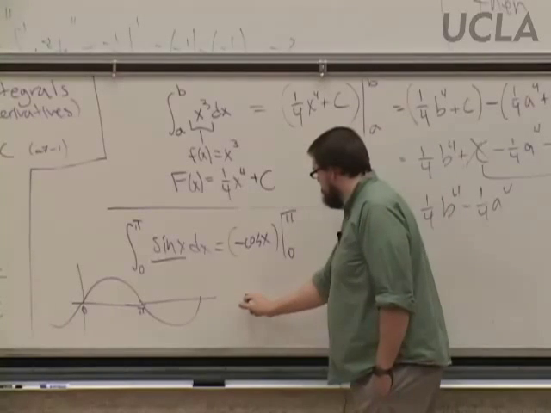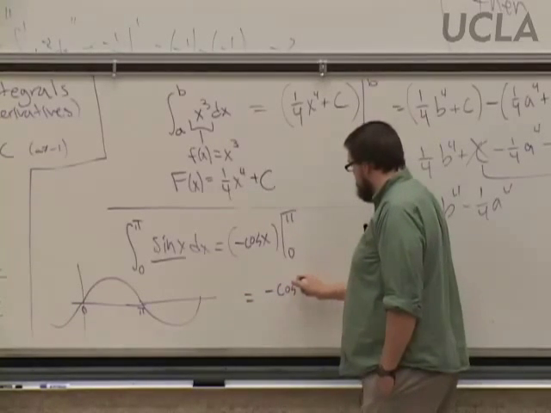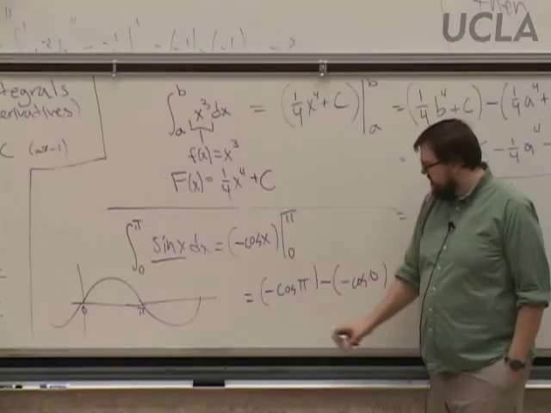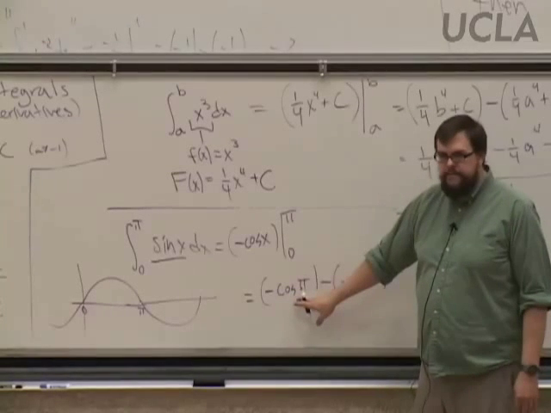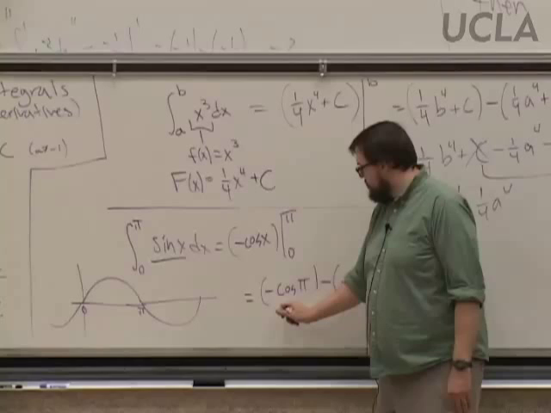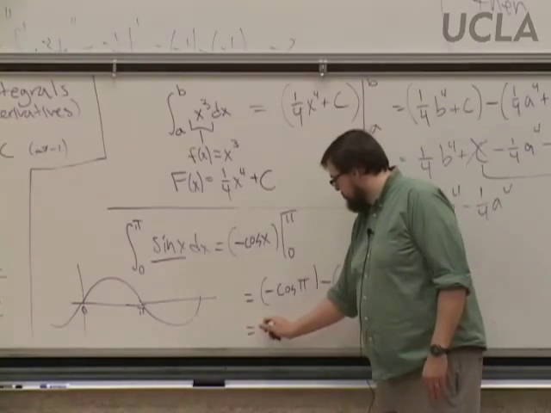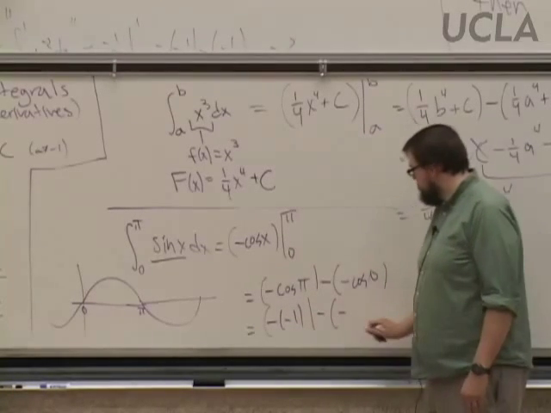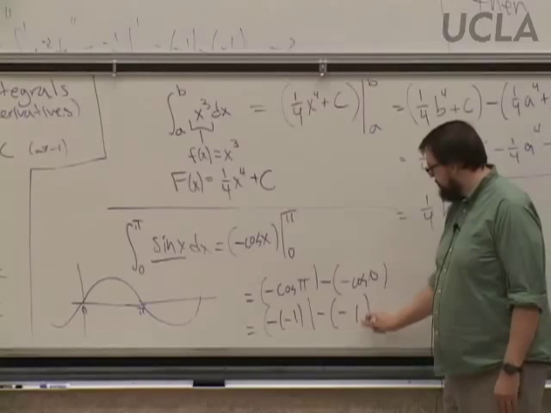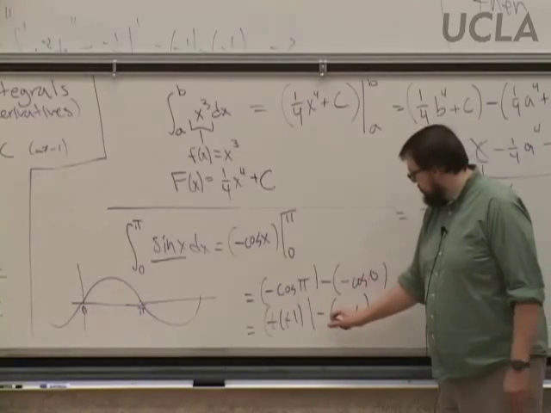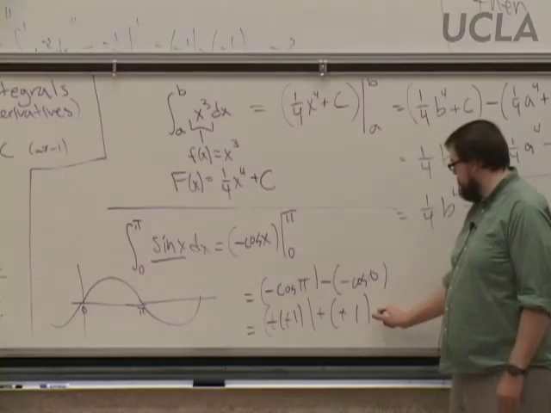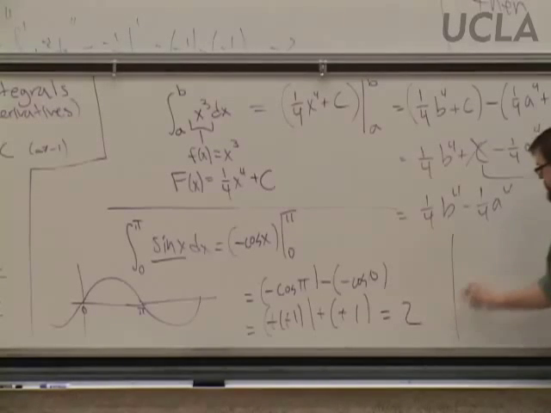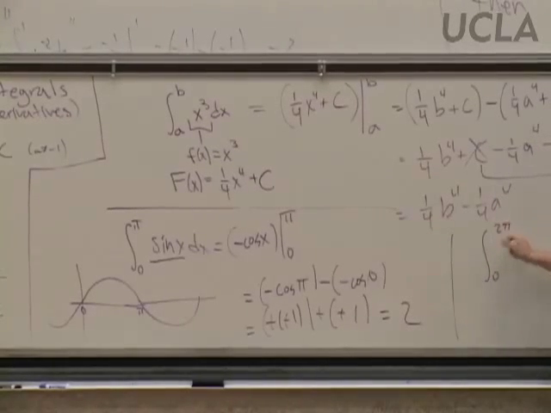So that is negative cosine of pi, subtract negative cosine of 0. What is cosine of pi? Cosine of pi is negative 1. So this is negative of negative 1. Subtract, and cosine of 0 is 1. And now you have all these negatives. Those two cancel out. Those two cancel out. So you really get 1 plus 1, which is 2.